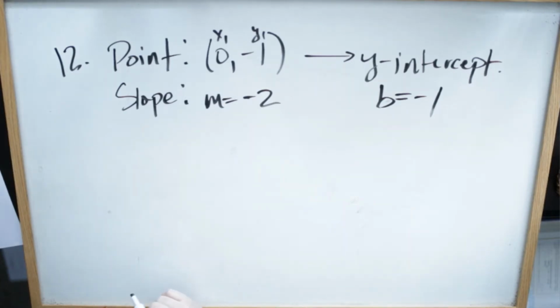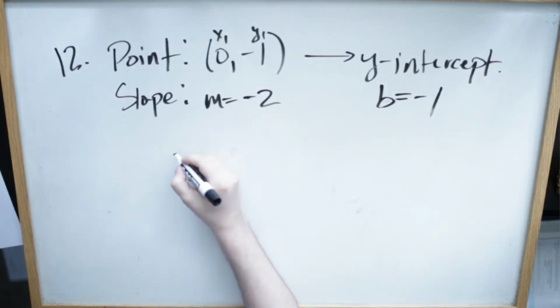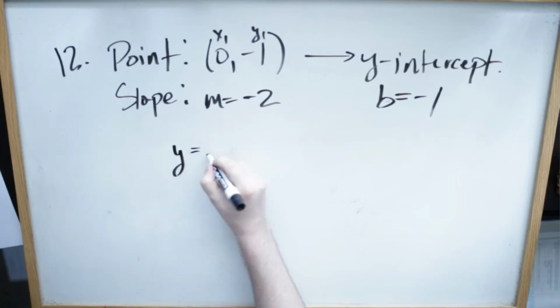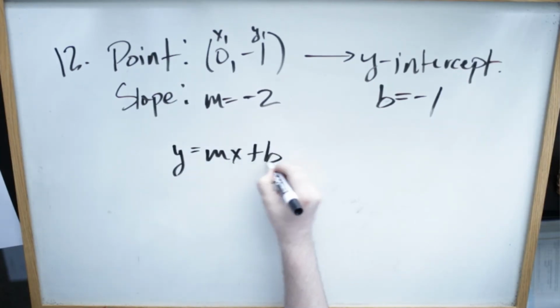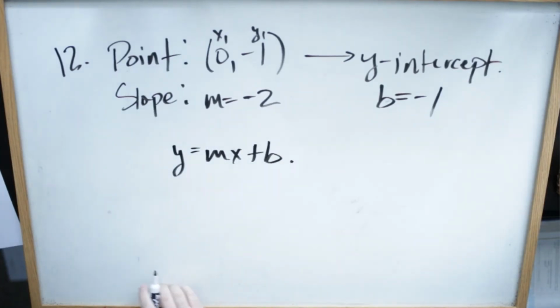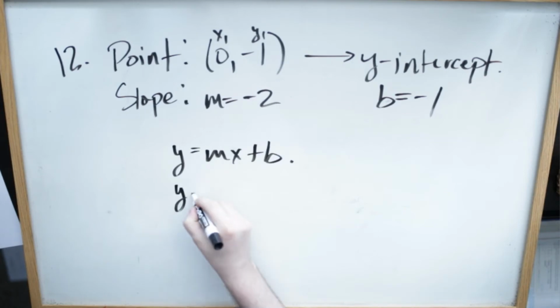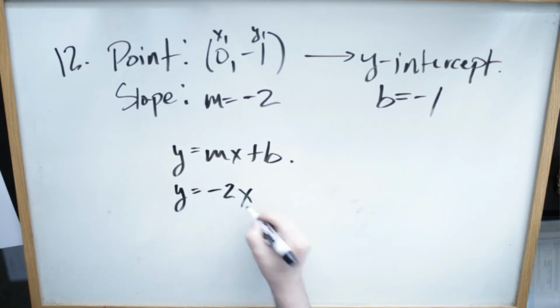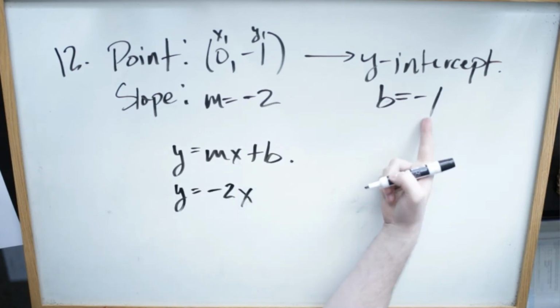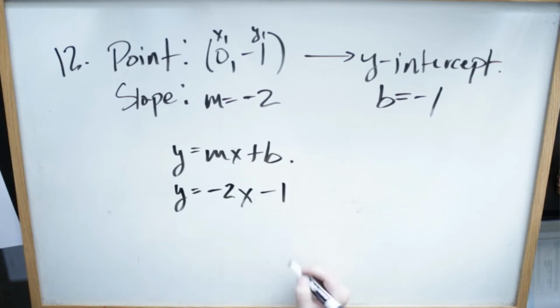So here's what we have. Let's go ahead and toss in the equation y is equal to mx plus b. And now what I do is I'll just substitute my values in. So I've got m is equal to -2 times x plus b. b is a -1. So there we have it.